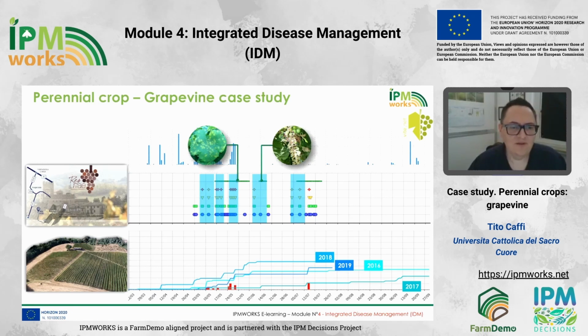Models are useful, of course, because we can simulate over a season. I'm showing here the 2019 season in our demonstration farm in Colli Piacentini, in the north of Italy, close to Piacenza. We have the season from March to September, the rainfall, and the output of the different risk levels for primary infection of downy mildew.